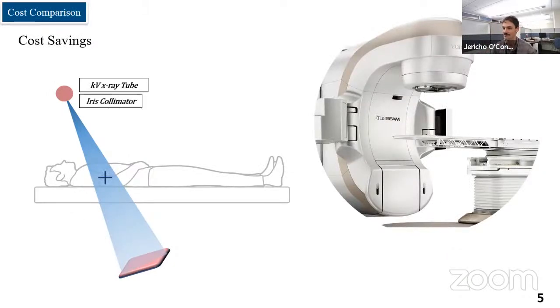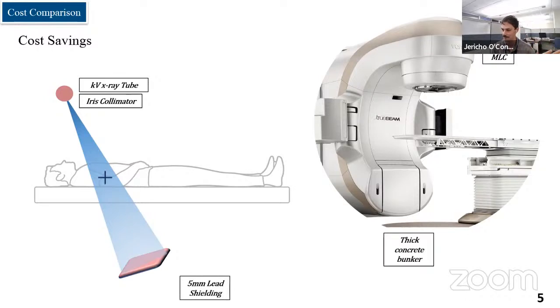So to highlight the cost savings, because it's low cost, the KV X-ray tube and iris collimator are much less expensive than the LINAC equivalent. You only need 5 millimeters of lead shielding, a big selling point, because you don't need a thick concrete bunker, which can be hard to construct in low income settings. And then we would imagine a workflow without planning CT, because it's hard to say we have a really low cost treatment machine, but then you also need a planning CT, which doesn't seem low cost. So we're trying to do a workflow without planning CT.